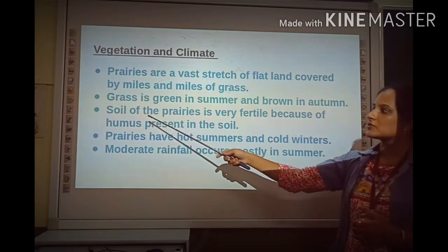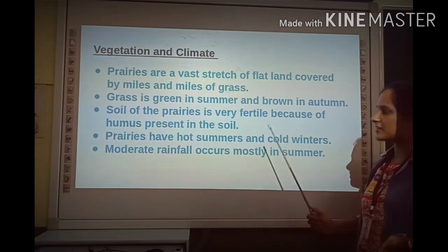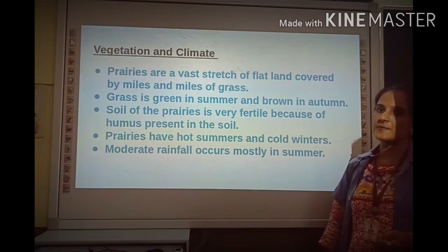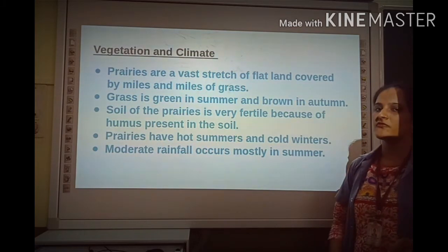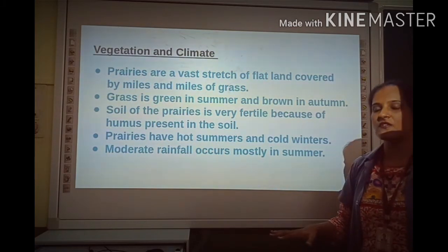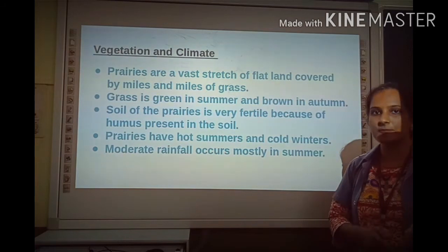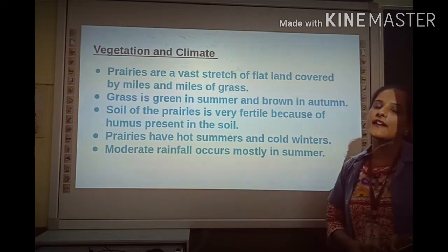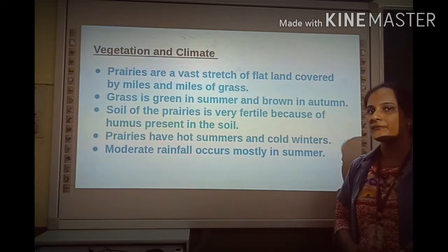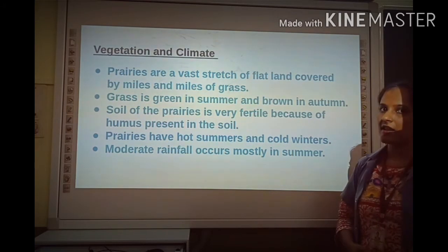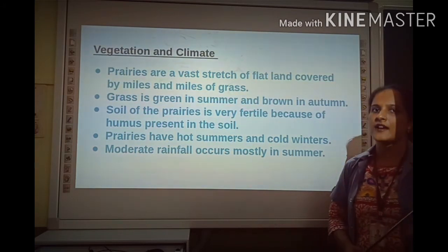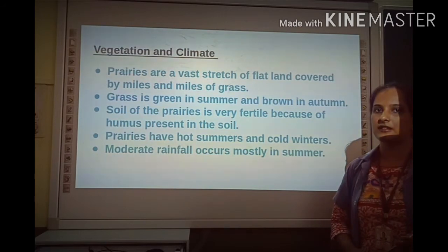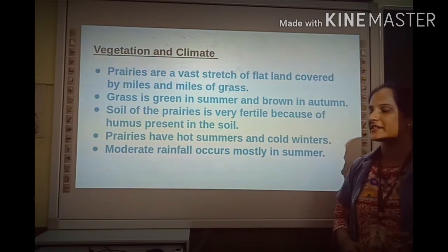The soil of the prairies is very fertile because of humus present in the soil, as the land is full of grasses. Hence humus is always present in the soil, and hence this soil is very fertile and fit for agriculture, and hence more people live there. It is a highly populated area.